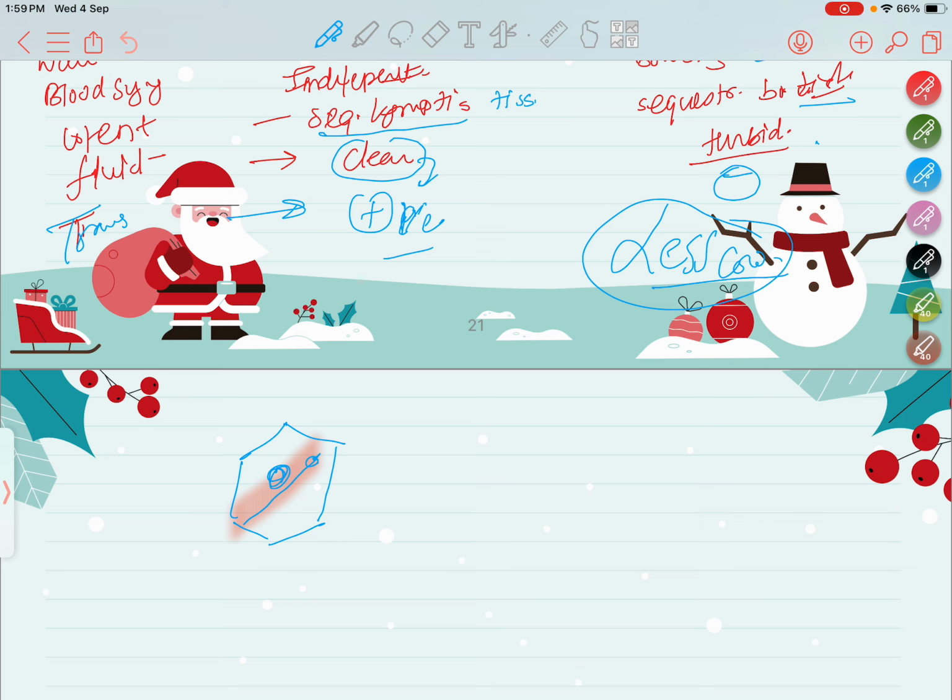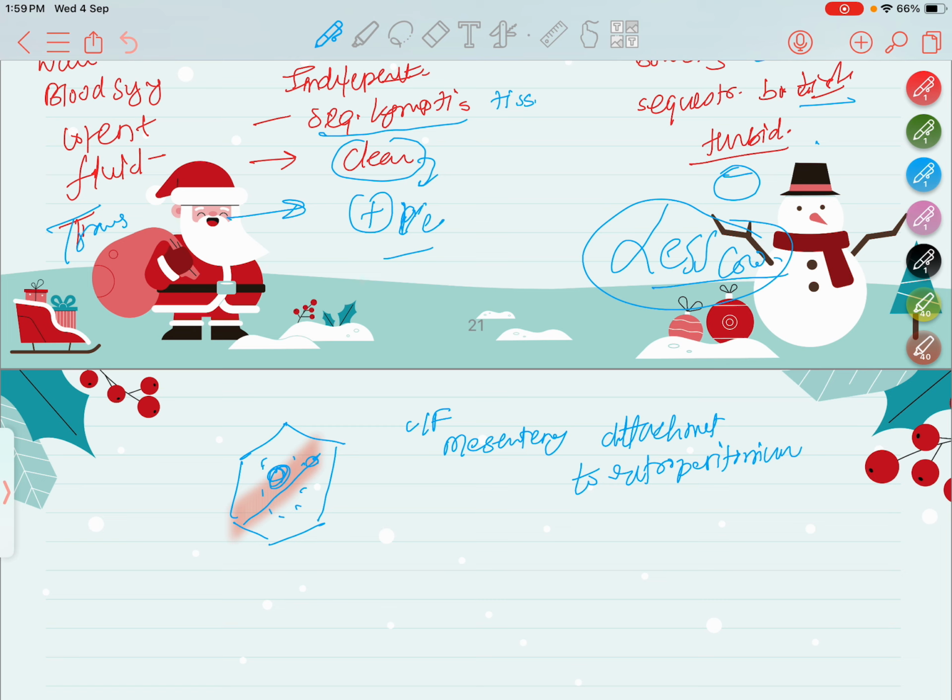So the clinical feature is mesentery attachment to retroperitoneum. This cyst will attach the mesentery to the retroperitoneum. And there is a para-umbilical swelling itself.